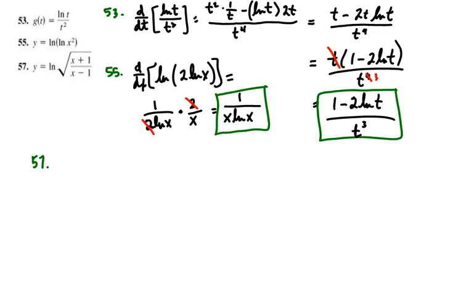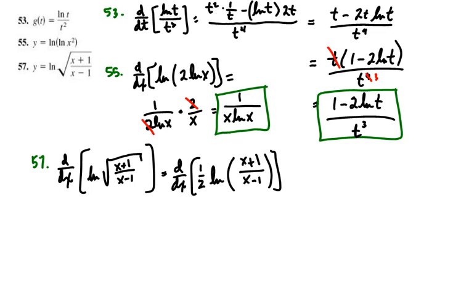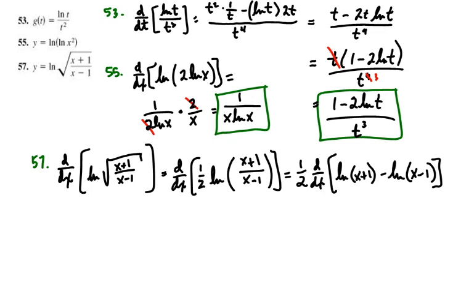Alright, with 57 we have y is equal to the natural log of the square root of x plus 1 over x minus 1. And we can rewrite that as the natural log of x plus 1 over x minus 1 to the 1/2 power. And since it's the natural log of something raised to a power, we can bring that 1/2 down and rewrite that as the derivative of 1/2 times the natural log of x plus 1 over x minus 1. And you recall that we do have a property of logs. The log of a quotient is equal to the difference of the logs. And since that 1/2 is really going to be multiplied times both of those terms, I'm just going to bring the 1/2 all the way out.